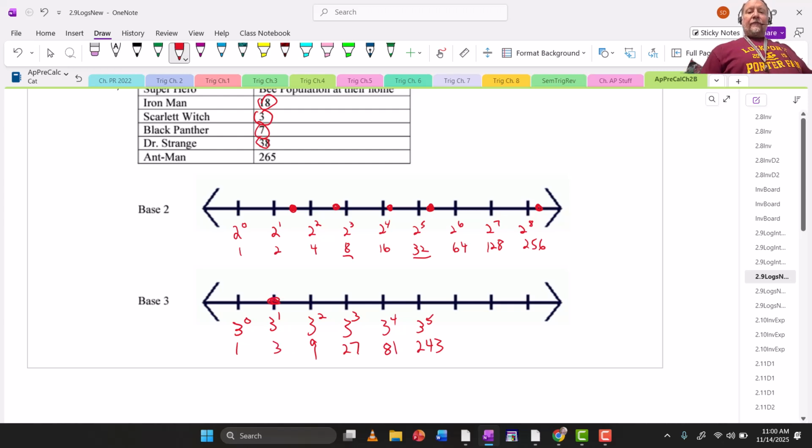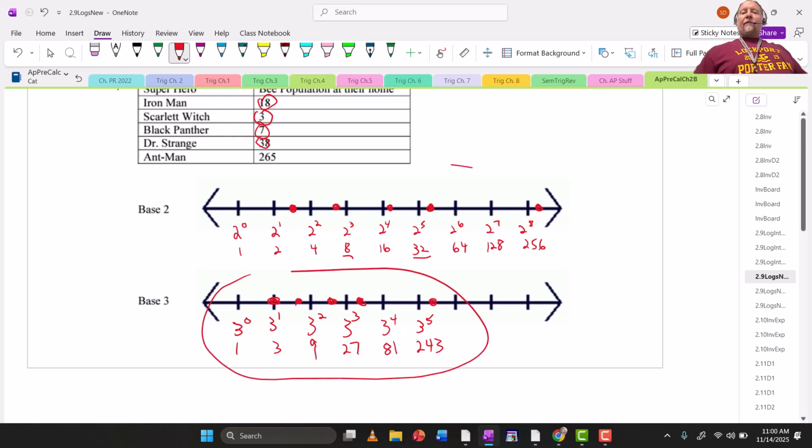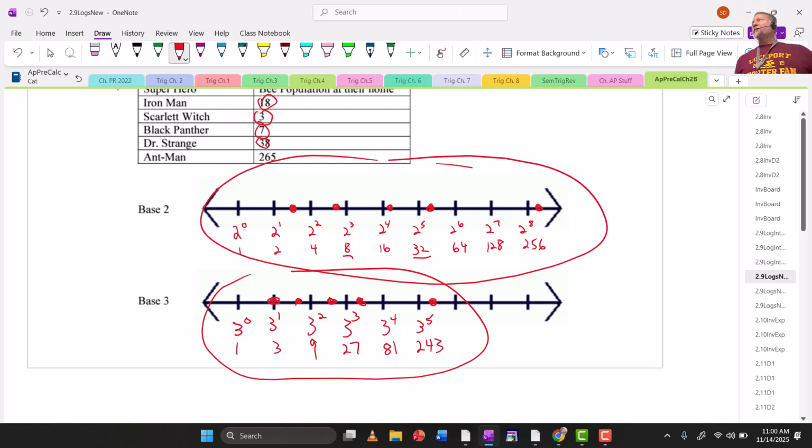Black Panther is 7. And then look at these points. They condense now. 18 would be somewhere around there. You don't have to be perfect. 38 is a little past 27. And then 265 is a little out here, somewhere past this. So look at how this condensed the graph a little bit compared to this one. All right, and that's all that this is.